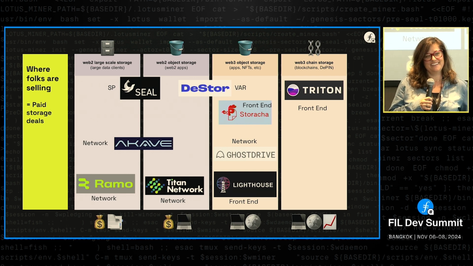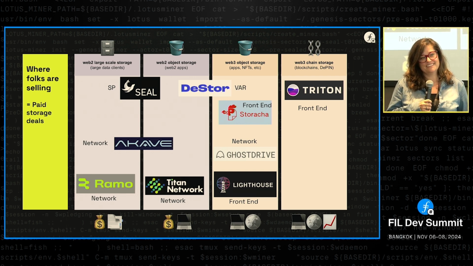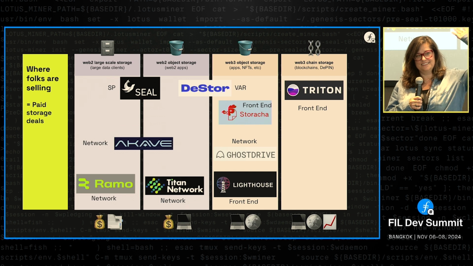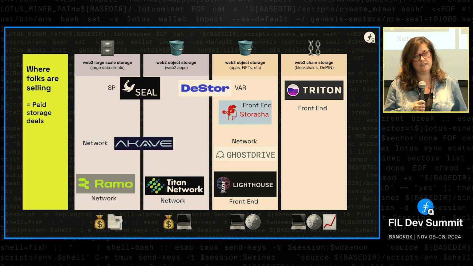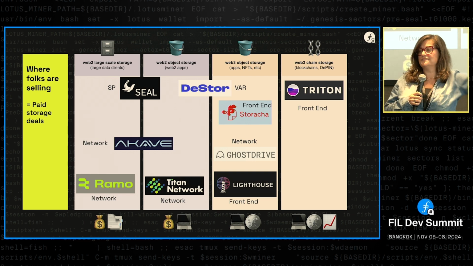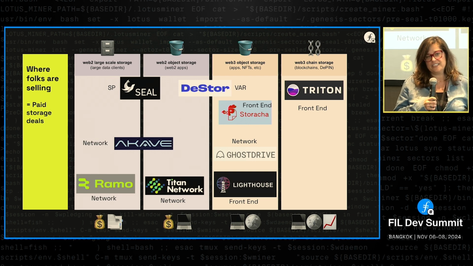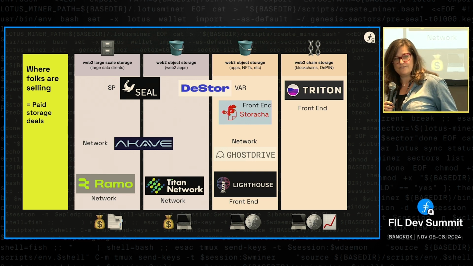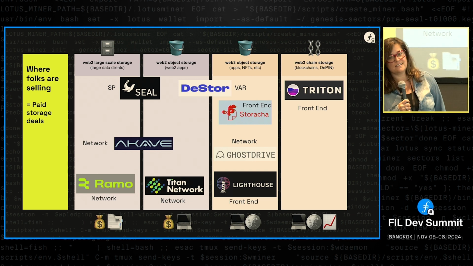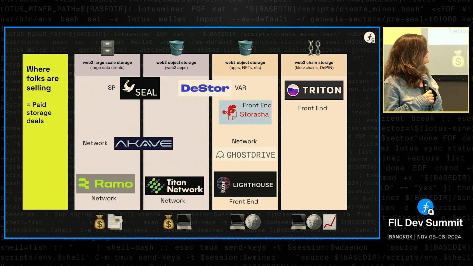What about Web 2 object storage? Maybe like 12 to 36 months. What about Web 3 object storage? What timeline is that? For 30 days? Yeah. And Web 3 chain storage? I think it's the same thing. I don't see it as a different thing.